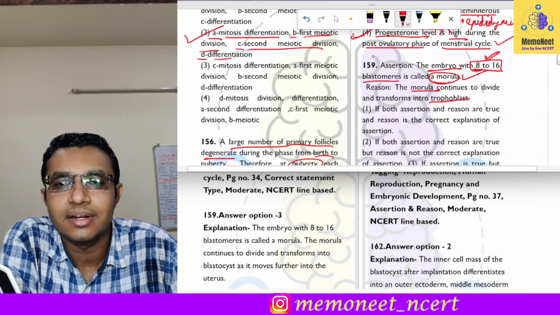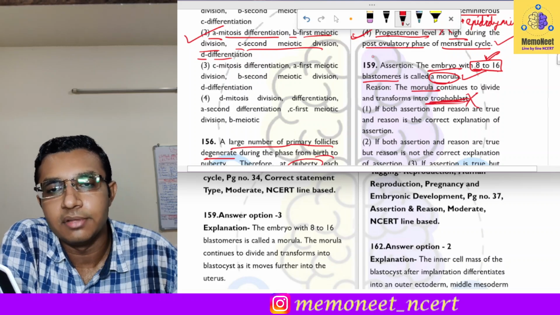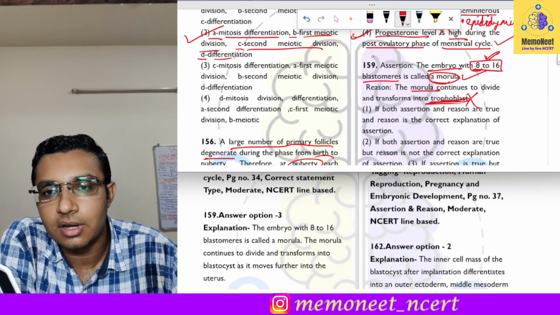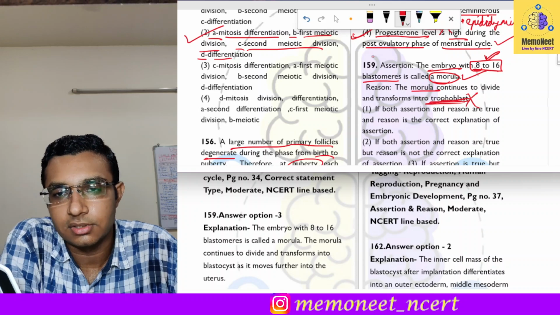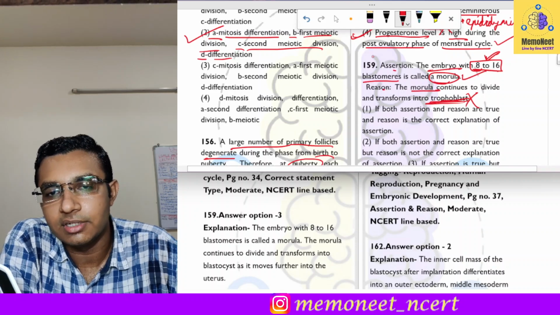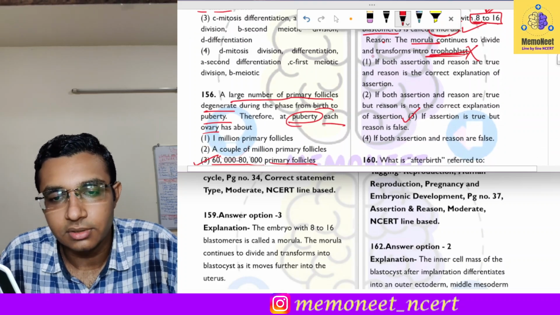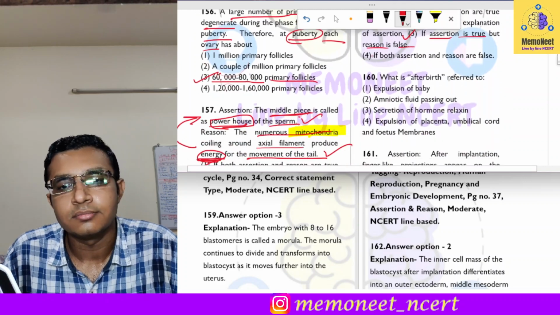So is this correct? No, this statement is incorrect. After the division the morula forms the blastula, then gastrula. So it does not transform directly into the trophoblast. So the reason is incorrect. So in this question the assertion is correct but the reason is incorrect. Therefore the correct answer of this question will be option 3, that is the assertion is true but the reason is false.